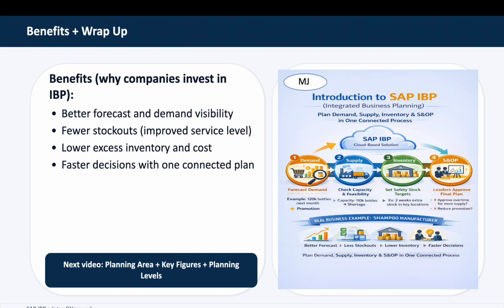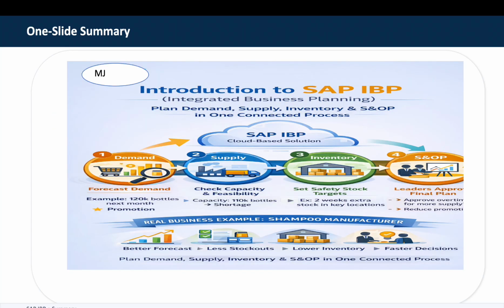Companies use IBP because it helps them improve forecast accuracy, reduce stockouts, reduce excess inventory, make faster decisions, and align sales, supply, finance in one plan. In simple words, less confusion, less last minute stress, better planning. So this was a simple introduction to SAP IBP, what it is, why it is used, how it works in real business, and key terms like lead time, promotion.